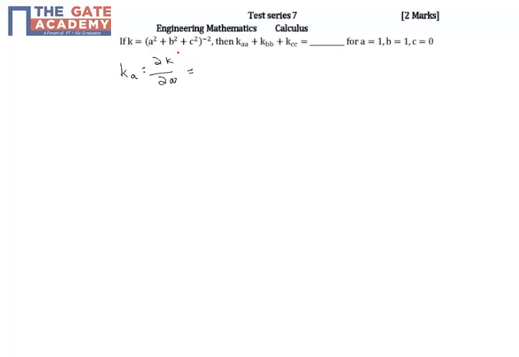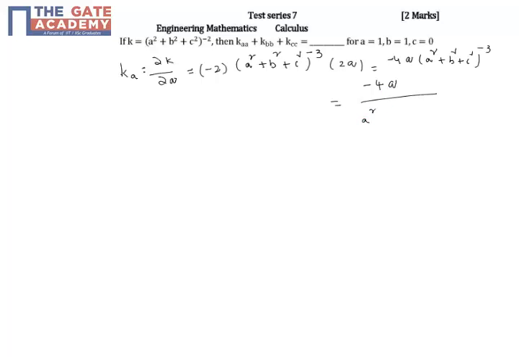So this is equal to minus 2 into (A square plus B square plus C square) whole power minus 3 into, for A square this is 2A. So this is equal to minus 4A into (A square plus B square plus C square) whole power minus 3. Or we can also write this as minus 4A by (A square plus B square plus C square) whole cube. This is only just Ka.